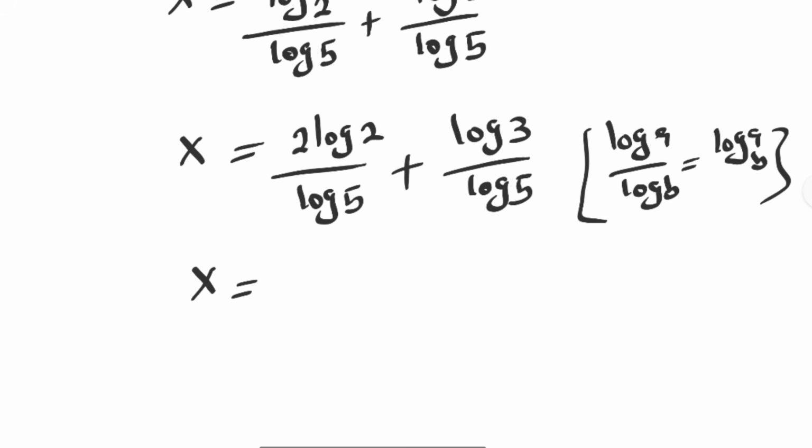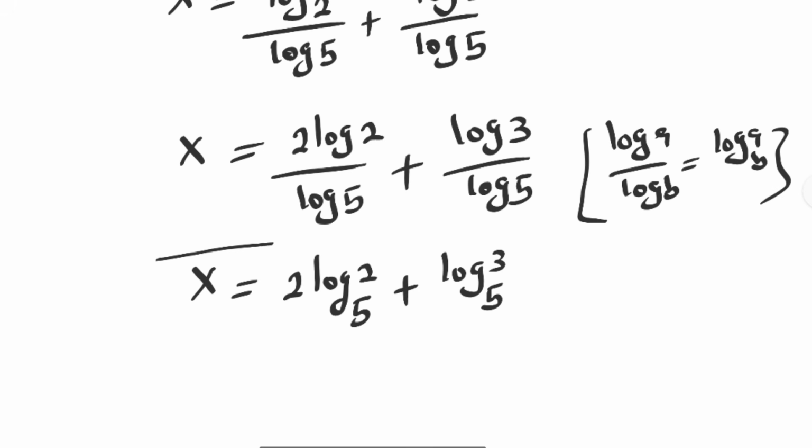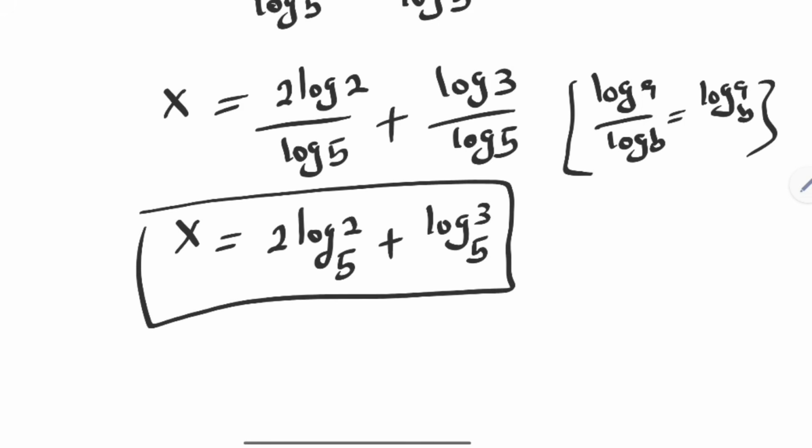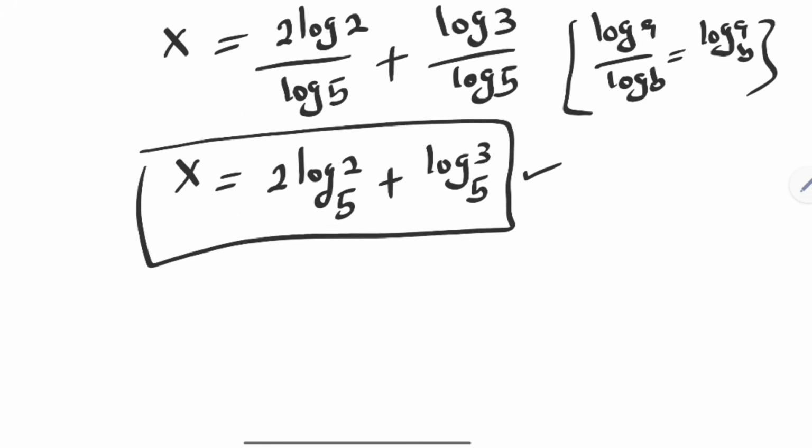x is equal to 2 log 2 base 5 plus log 3 base 5. This is the value of x. We may check to confirm if this answer is right or wrong. Let's check.